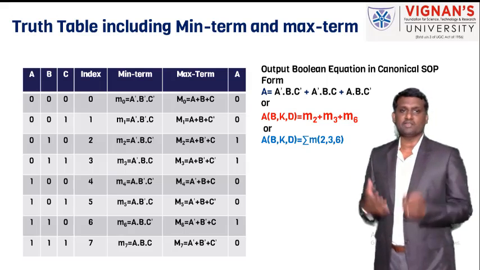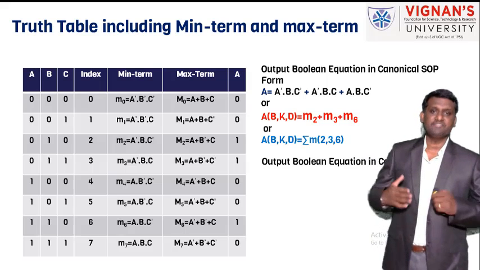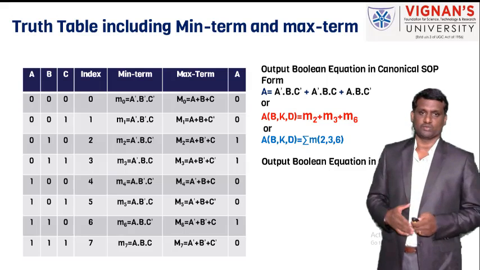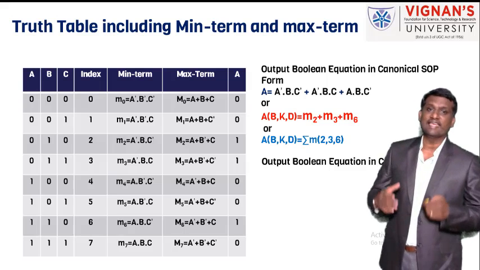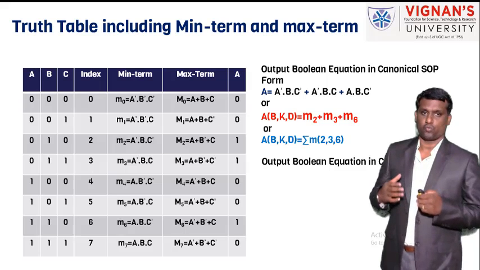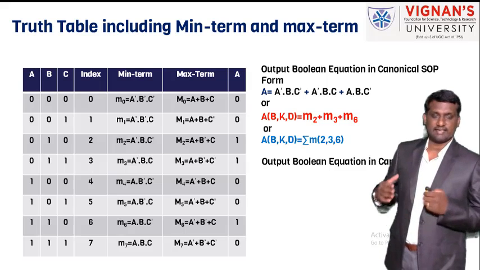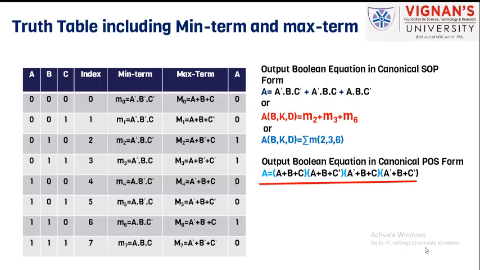In a similar way, we can also represent POS. So, in order to identify POS from the truth table, we should consider outputs of zeros. In this one, the outputs of zeros consist of indexes 0, 1, 4, 5, 7. The respective sum terms are listed here. That is (A plus B plus C) into (A plus B plus C bar) into (A bar plus B plus C) into (A bar plus B plus C bar).